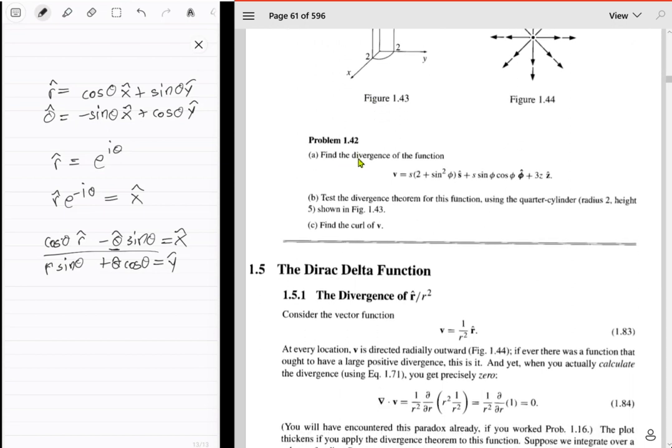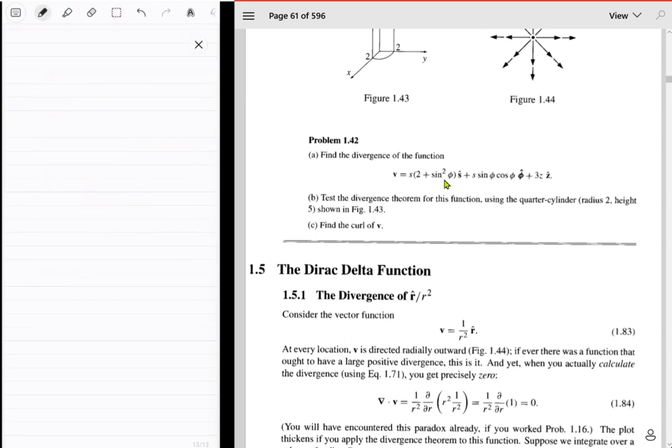Then you got 1.42. Find the divergence of this function. Okay, so this is in cylindrical coordinates. Easy. Let's do it. So you got u_r upon r, which is this thing. Instead of using s, they should have used r, right? That's what normal people would do. Okay, so differentiate this with respect to r, or s in this case. What you will get is, oh, not yet. Actually, just divide this by r. Sorry. So this will just be like 2 plus sine square phi.